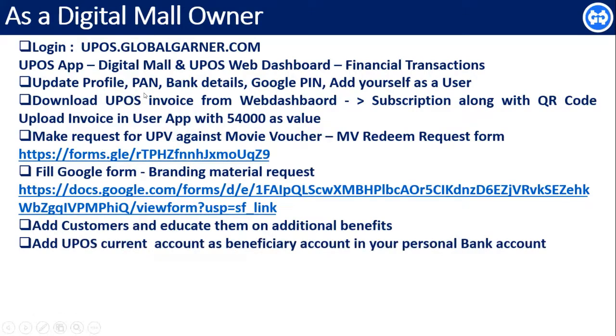You get 5 UPVs. Simultaneously, you fill in the movie voucher redemption. You get another 5 UPVs. Third step is you need to fill in this form for branding material. You get a standee with the logo of Global Gardener with brands, what it is. You can keep it in your office, you can keep it at home, wherever it is.